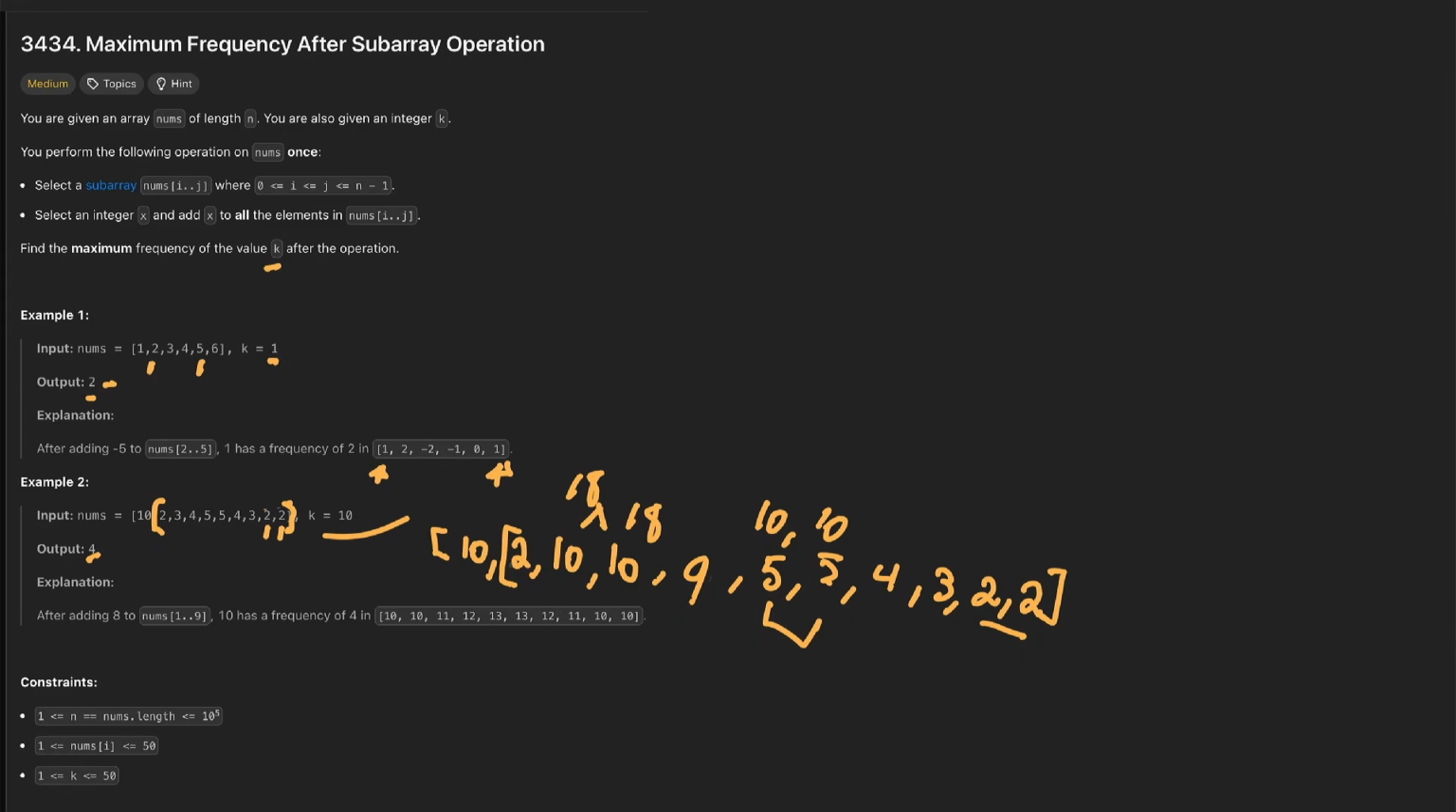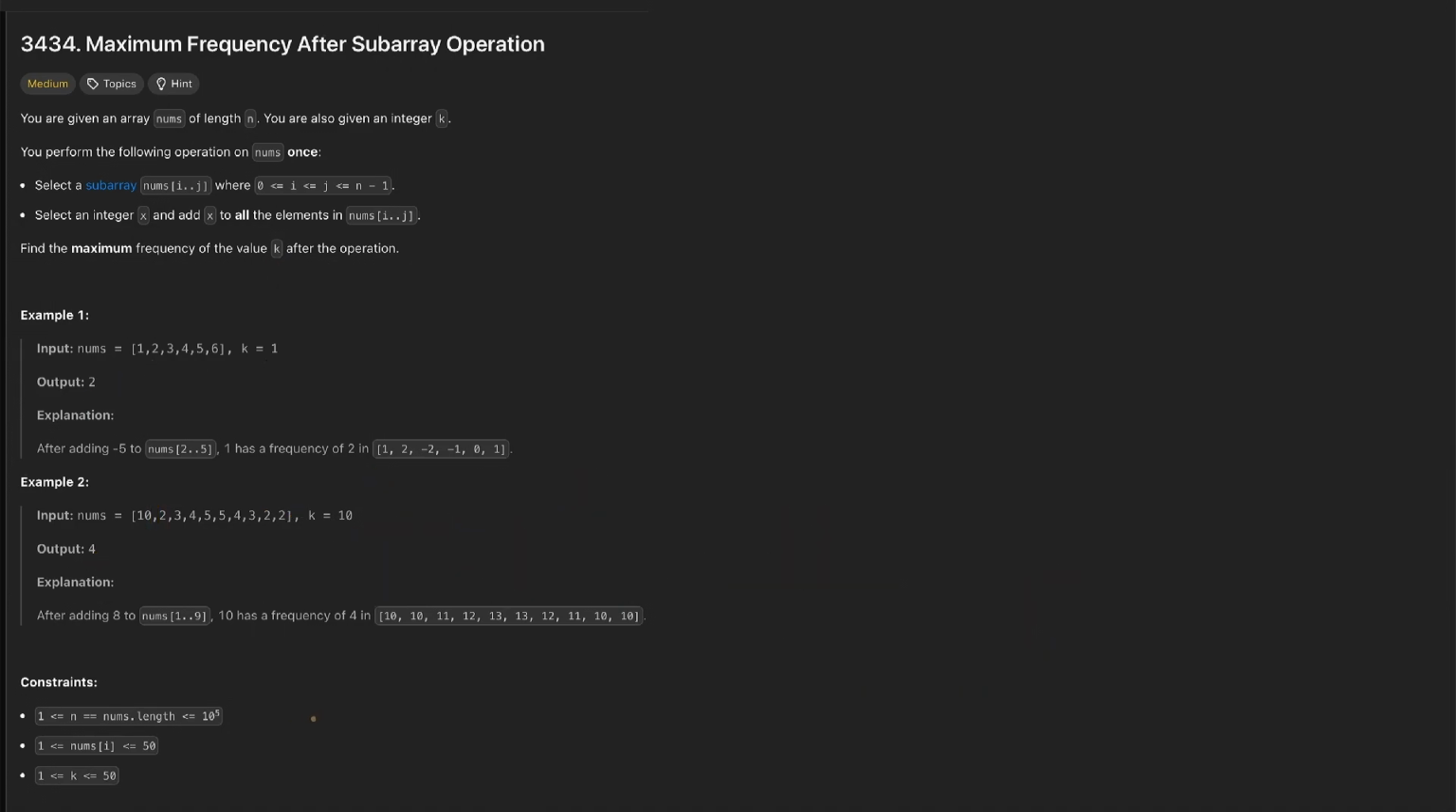We need to make sure we're finding the max frequency, but we also have to be cognizant of when we're converting the k values that we started with. The first thing we want to notice here is we want to look at our constraints. If you notice, this input is very tightly bound. The elements in nums are between 1 and 50.